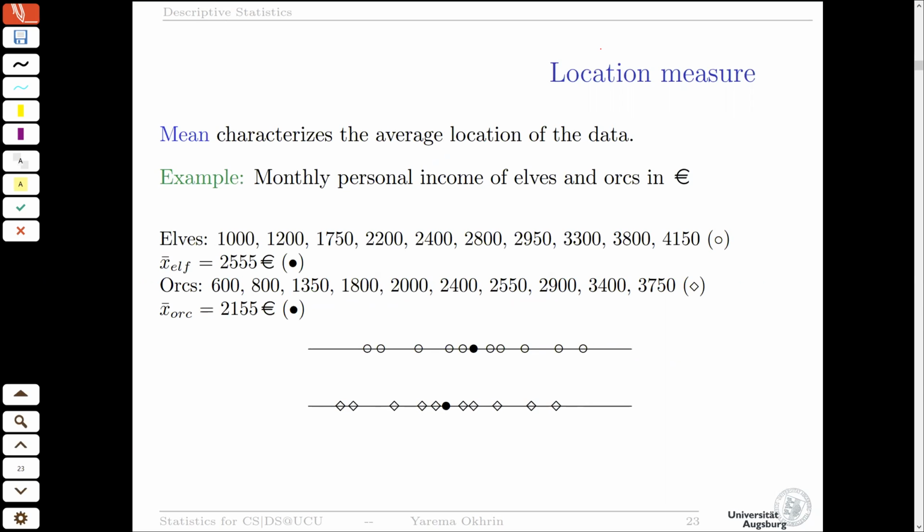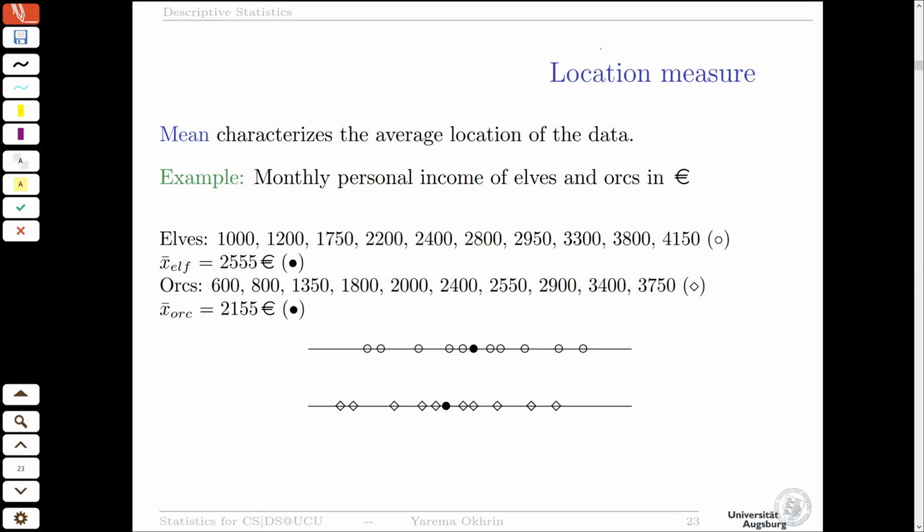So if you just look at the numbers, without looking at the picture, you'll say, well, elves earn really more than the orcs. It's like a 400 difference between the numbers. If you look at the picture, we see that the whole sample is shifted to the right, but there is a huge overlap between the observations. There is, of course, one elf who earns really a lot, and there is one orc who earns really little. But in fact, there is a big overlap between the two samples.